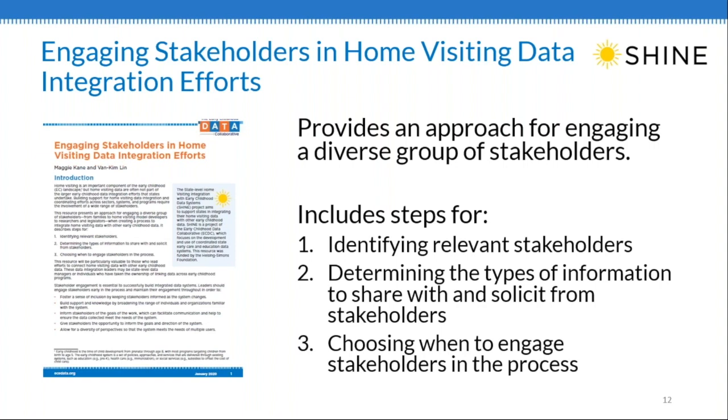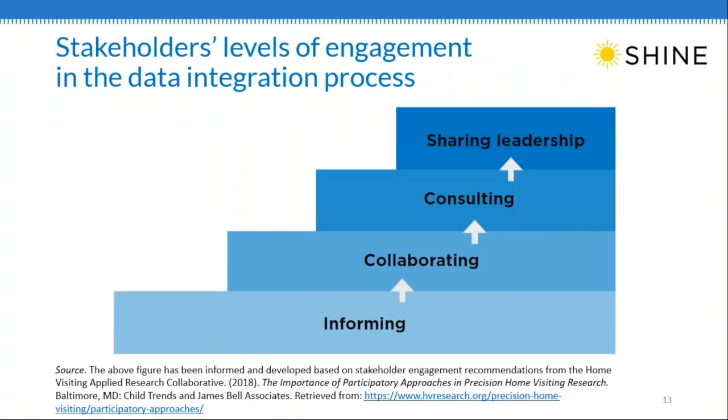On the next slide, we're going to share with you an image that's included in this particular resource, which shows four different ways that you might be able to engage stakeholders. The first level on the bottom, informing, is letting people know that data integration is happening. This is merely to inform that this is a thing happening in your state. You'll notice that it has the widest bar because we recommend that you cast a wide net when informing stakeholders about this process.